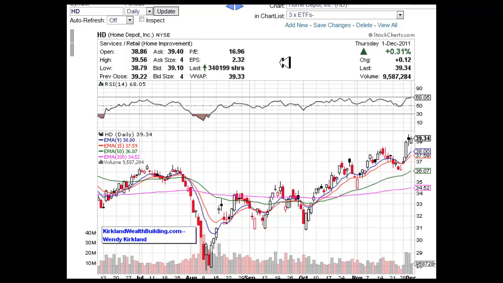Now, I mentioned that I would tell you how to figure the PE, or the earnings per share, and what the benefit of that is. If you have the PE ratio, you can divide the last by the PE ratio, and this will give you the earnings per share. Or if you happen to have the earnings per share, you can divide the last by the earnings per share, and it will give you the PE ratio.